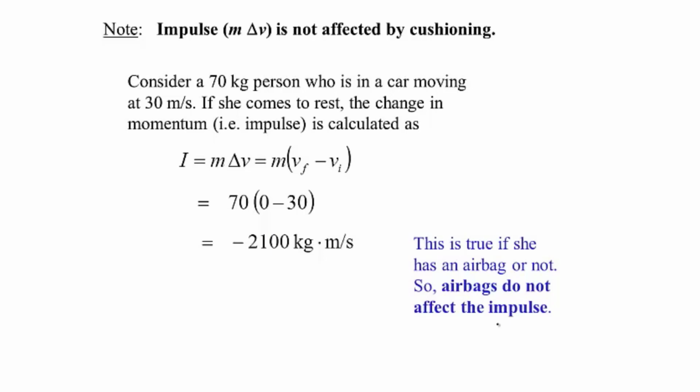So for example, consider a 70 kilogram person who is in a car moving at 30 meters per second. If she comes to rest, the change in her momentum, in other words impulse, is calculated as mΔv. Δv is final velocity minus initial velocity. You work that out, you get negative 2100 kilogram meters per second. Notice in that formula there's no mention of time or force. That is the impulse, that is the change in momentum. So this is true whether she has an airbag or not. Airbags do not affect the impulse.